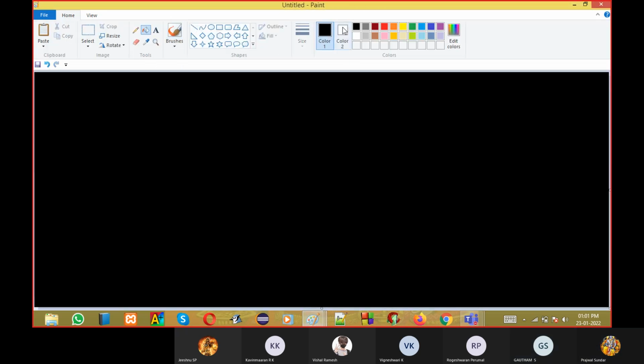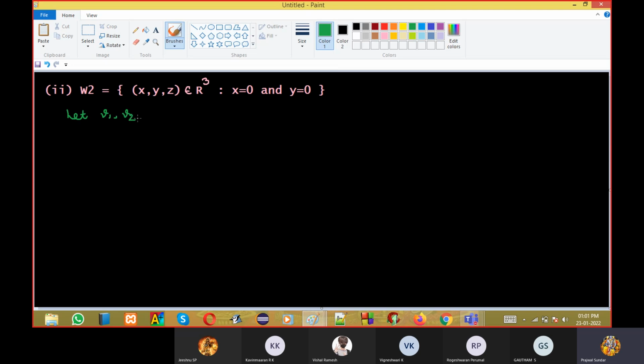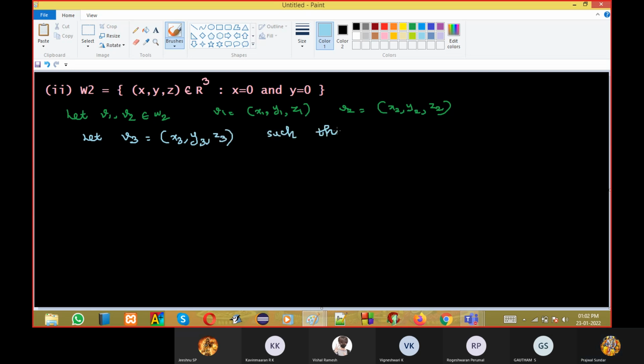Very good. We got another question. The next question is this. If you try this question, what you will do? Let v1, v2 belong to w2. I'll take v1 as x1 y1 z1 and v2 as x2 y2 z2. Let v3 equal x3 y3 z3 such that v1 plus v2 equals v3. What I'll do? v3 will be x1 plus x2, y1 plus y2, z1 plus z2.